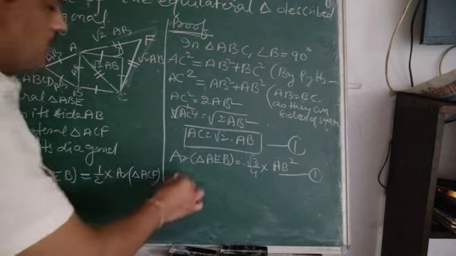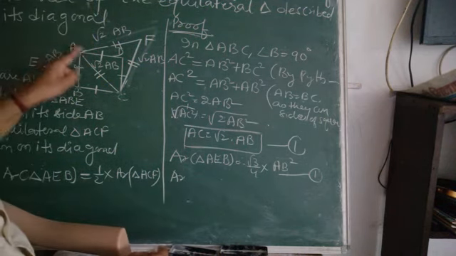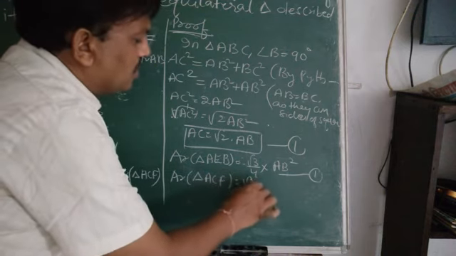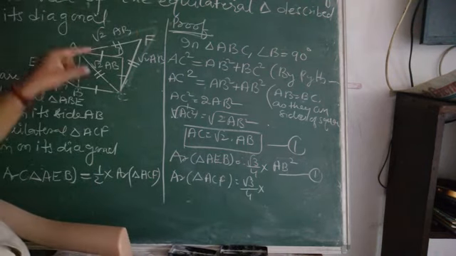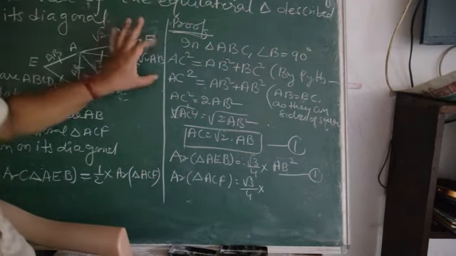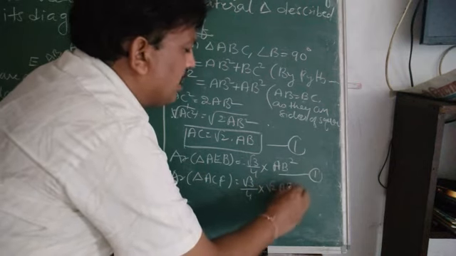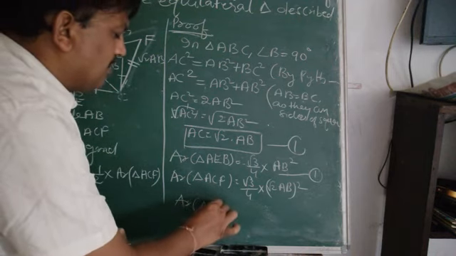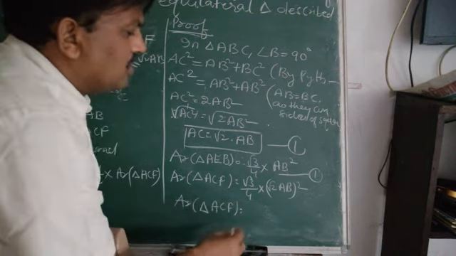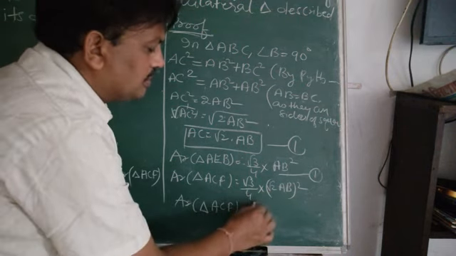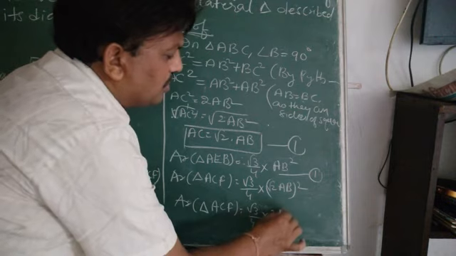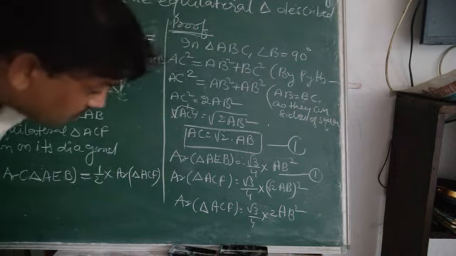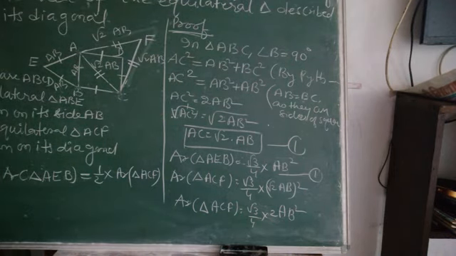Okay, children. Now the next triangle. Area of triangle ACF. Area of triangle ACF is equal to root 3 by 4 into, what is the side of this one? Root 2 AB, root 2 AB, root 2 AB. That is root 2 AB whole square. Or area of triangle ACF is equal to root 3 by 4 into root 2 whole square, 2 AB square. Is it clear, children? Just root 2 whole square is 2, and AB square is AB square.